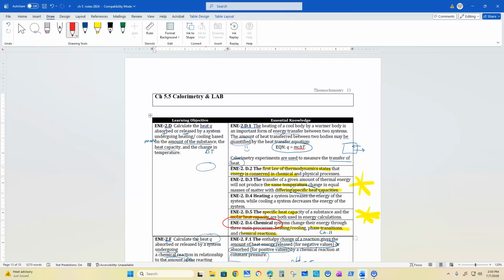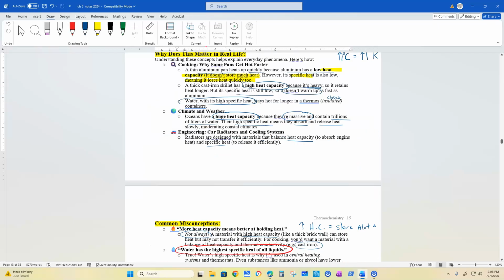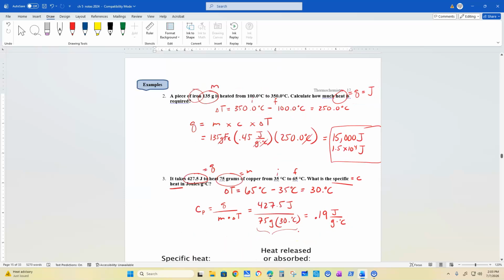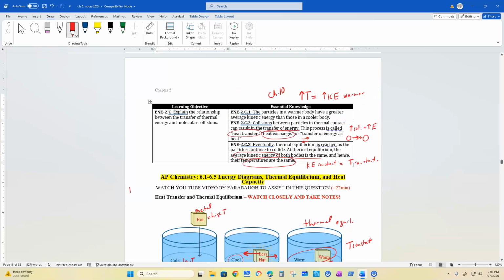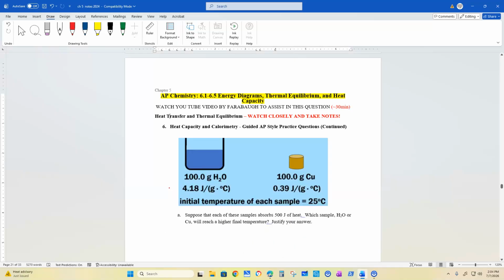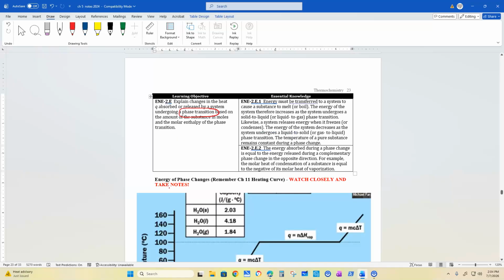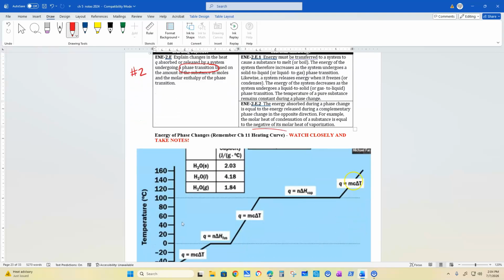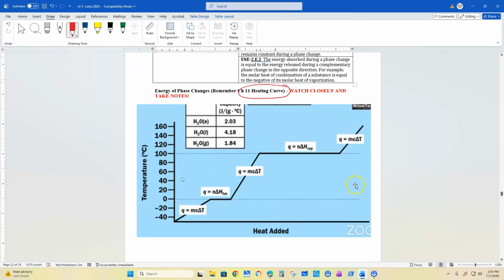So we just did heating and cooling, okay? So we're going to make a note of that. Okay, so right here, this is number 1, heating and cooling. Okay, number 2, you're going to continue watching the video around 30 minutes. This is phase transitions. So number 2, how can phase transitions change heat being absorbed or released? Back in chapter 11, heating curves, what did we notice? Which you need to watch the video and make some notes.